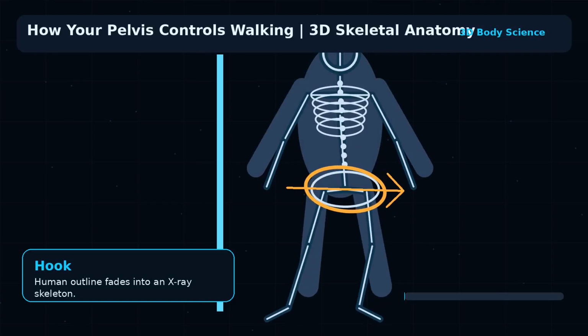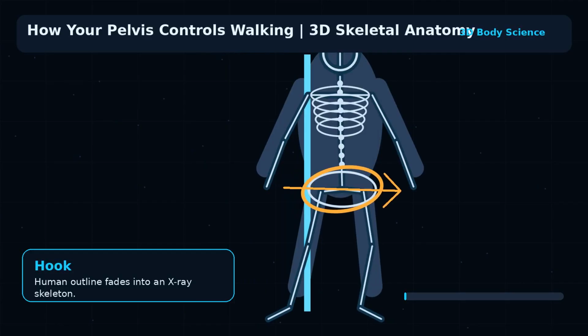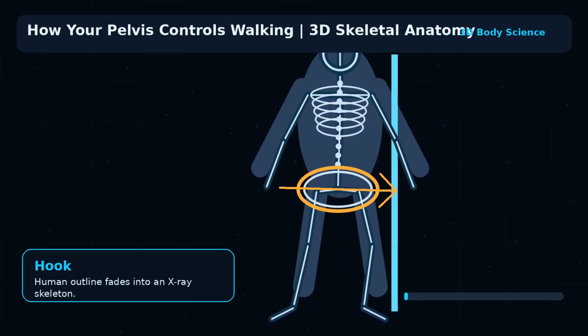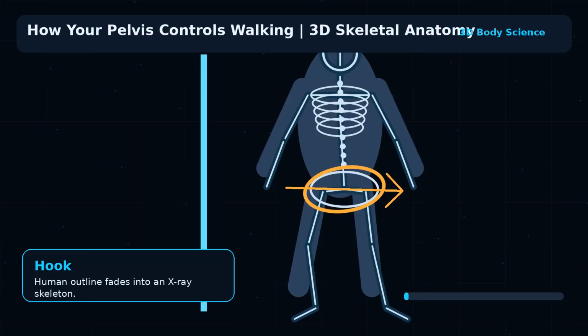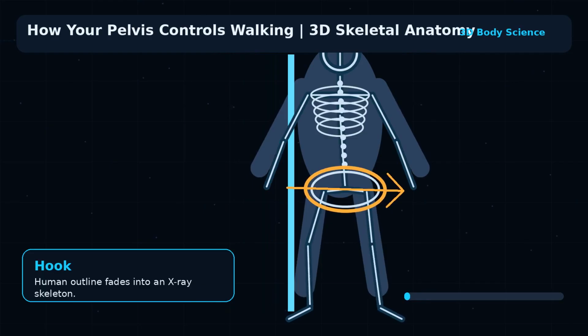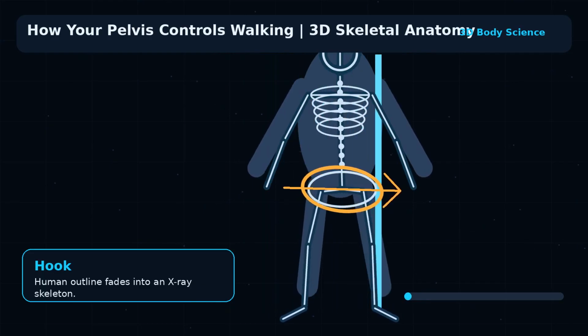If you could press an X-ray button and watch your skeleton move in real time, how your pelvis controls walking would look less like a simple body position and more like a coordinated engineering system. In this video, we are going to look through the outer body and follow the bones underneath, because the skeleton often explains the movement better than the surface does.